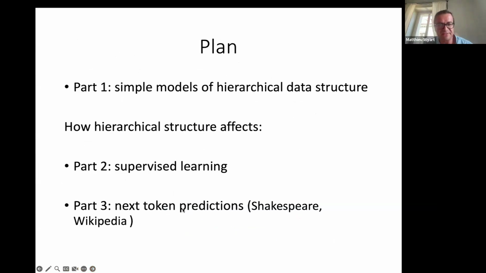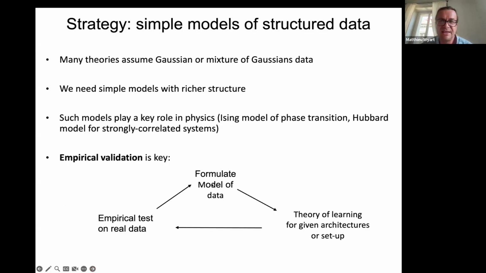So in the first part of the presentation, I will be discussing data structure and introducing a very simple model, which still captures the hierarchical nature of data. The second part is going to be about supervised learning. And then the last part is about next token prediction. We'll have a theory and we test it on Shakespeare and Wikipedia. You will just have Shakespeare today, actually. So that's the strategy.